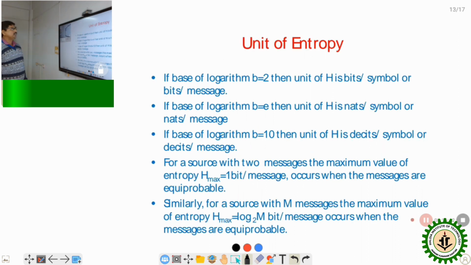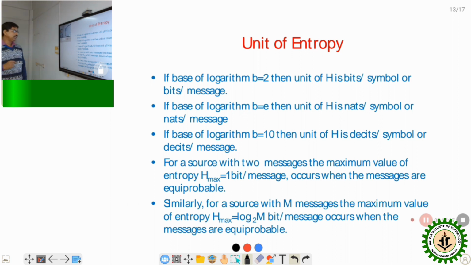Now what will be the unit of entropy? It depends on the base of the logarithm. If the base is 2, the entropy unit will be bits per symbol or bits per message. If the logarithm base is e, it will be nats per symbol or nats per message. If the base is 10, the unit will be digits per symbol or digits per message.